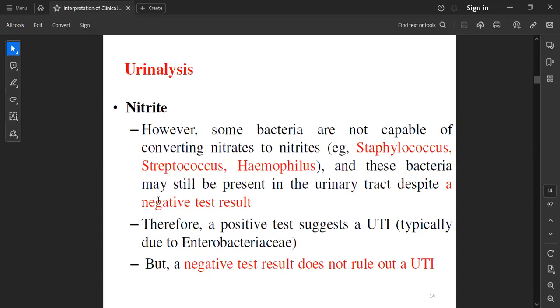The absence of nitrites does not equal absence of infection, because the gram-positive ones like staph are not really able to produce nitrites, but they can still infect you.